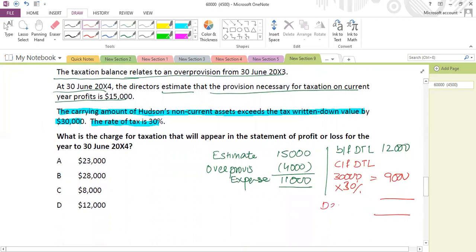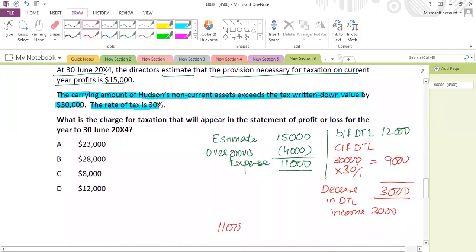As a result, there is a decrease in deferred tax liability by 3,000. So it is to be treated as a reduction in expense or income, 3,000. So 11,000 expense, 3,000 reduction in expense. So the total expense to be shown in profit and loss account is 8,000. Next one.